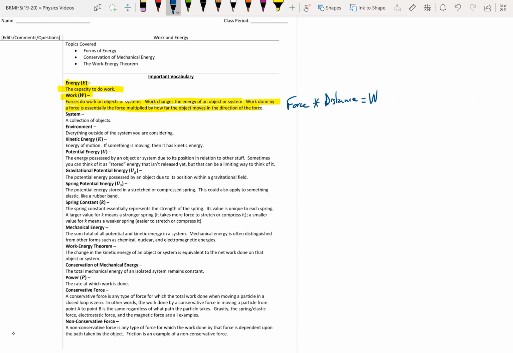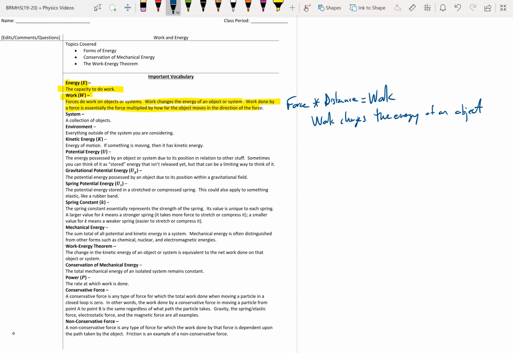So force times distance, that's what we mean by work, and work changes the energy of an object or a system. And a system is just a collection of objects. So energy is the capacity to do work. If you have energy, then you can do work. You can exert a force over a distance, essentially. And anytime we're talking about work, we ask: work done by what? By what force? Acting on what? On what object or system? And if you do work, then you can change the energy of an object.